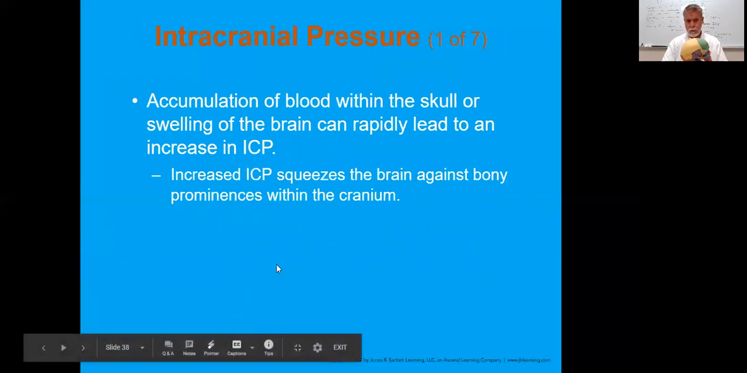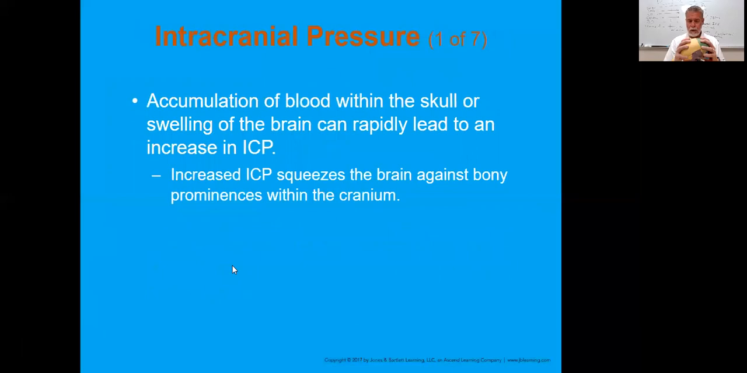Intracranial pressure, again, the brain is in an enclosed cavity, right? And if there's insult or injury to that, it can swell, just like we saw in the soft tissue. You have this buildup of swelling in there. But what's bad about that is that the increase in pressure can actually cause the brain itself to press up against some of the bony prominences of the skull. So it's definitely a concern.